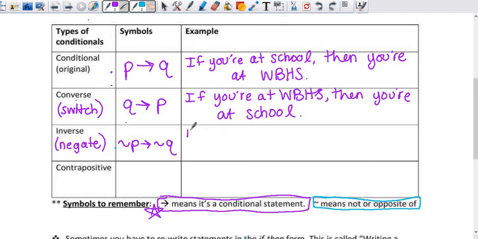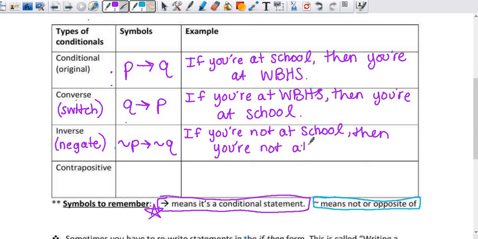So when we do our example, it will say, if you're not at school, so the school part is still first like my original, but now it says if you're not at school, then you're not at WBHS.